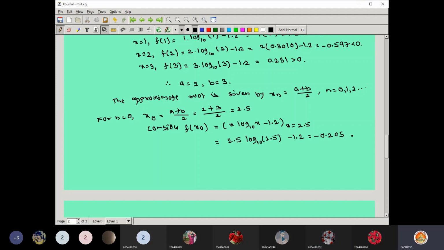So this is not equal to 0, it is less than 0. So when it is less than 0, making a statement, since f of x naught is less than 0, a is changing, a equal to x naught. So your x naught value is 2.5. Once you get that a value, now you go for the new approximate root for n equal to 1, x1, that is equal to a plus b divided by 2. A, the new value 2.5, b, your previous b value 3, divided by 2. So you are getting 2.2.